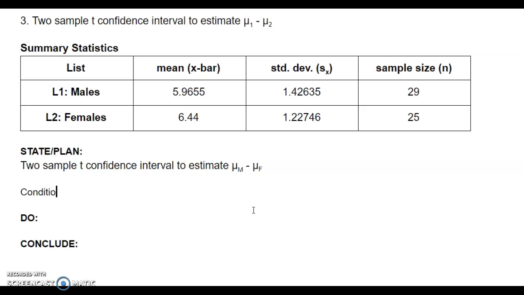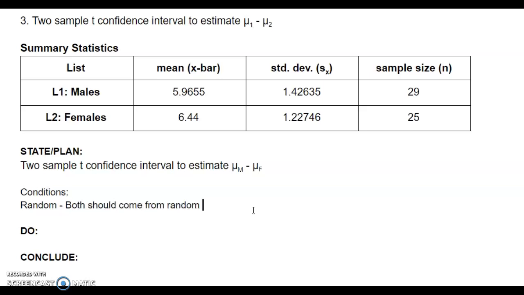So our conditions, if we are talking about the random condition, both should come from random samples, which again, we failed using class data, but that's okay. So we're not extending our results to the greater population. We can only apply them to our groups.